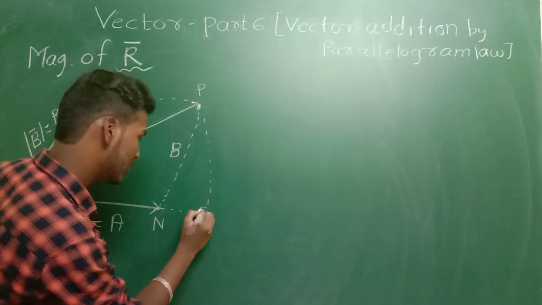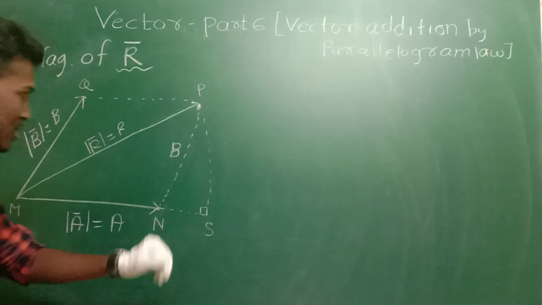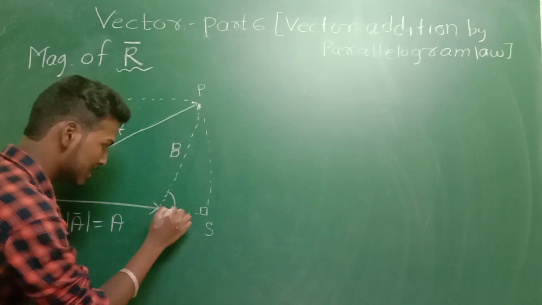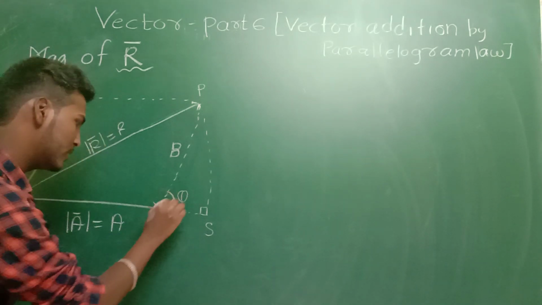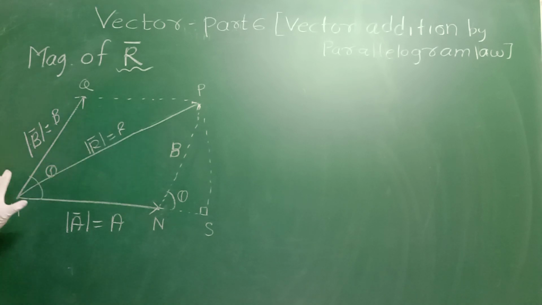Okay. So it will be 90 degree. Let's say this point is S. And in a previous lecture you know that we have taken this as theta. So if this is theta, then definitely this angle will also be equal to theta. Am I right? This angle is also equal to theta.